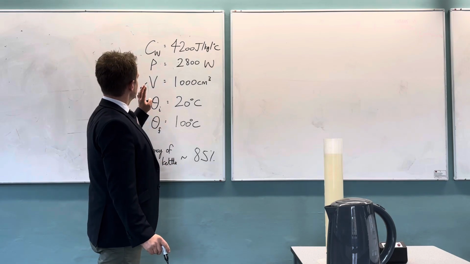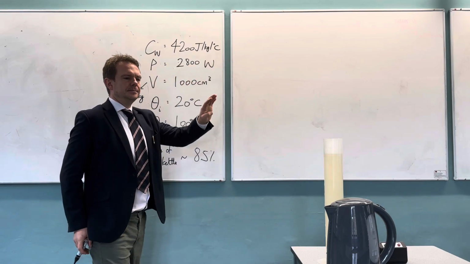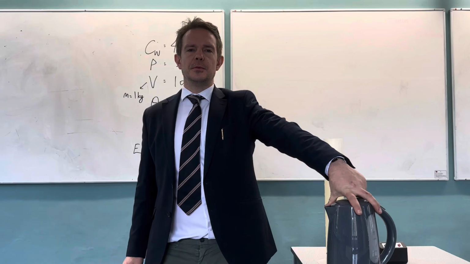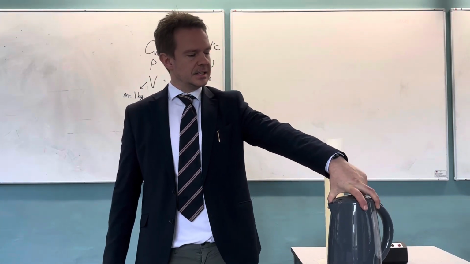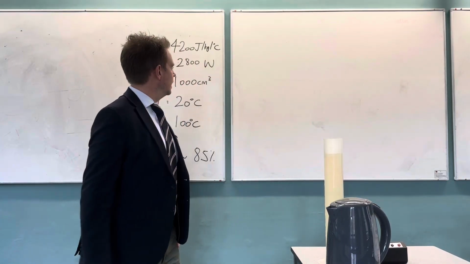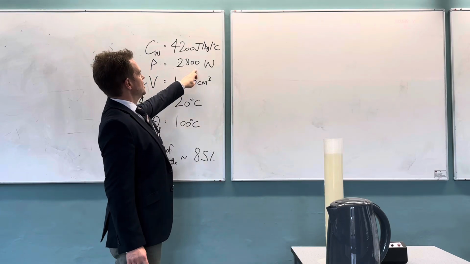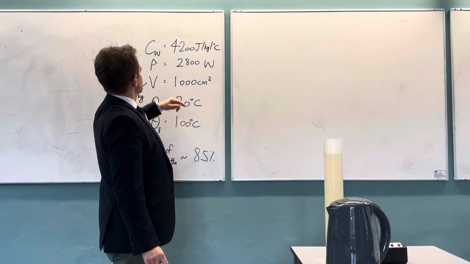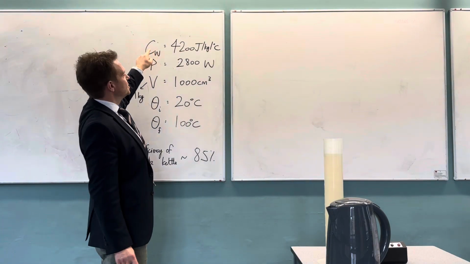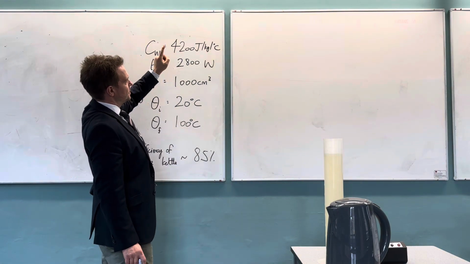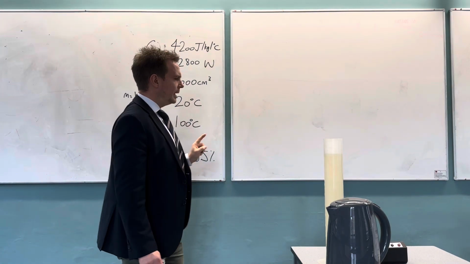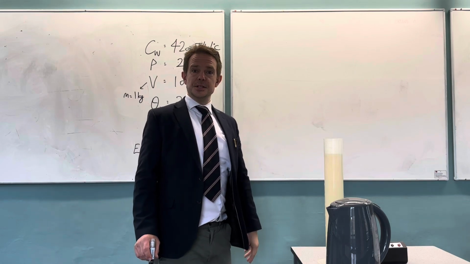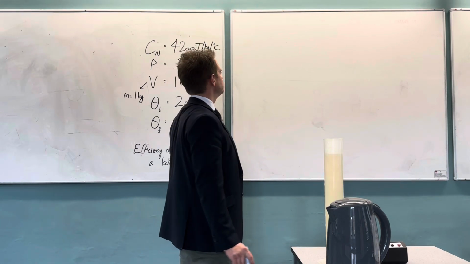degrees. And I have a kettle here, on the bottom of which is a label which indicates its approximate power output. And that is 2,800 watts. The specific heat capacity of water is 4,200 joules per kilogram per degree C. Let's assume energy is conserved. That's a law of physics.